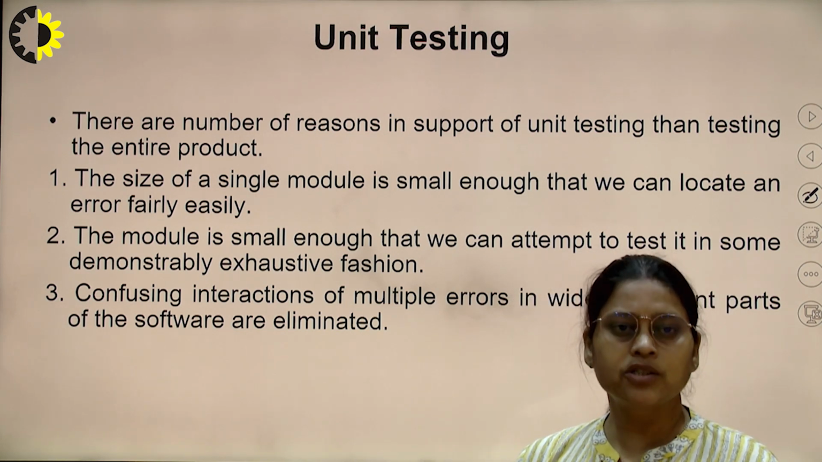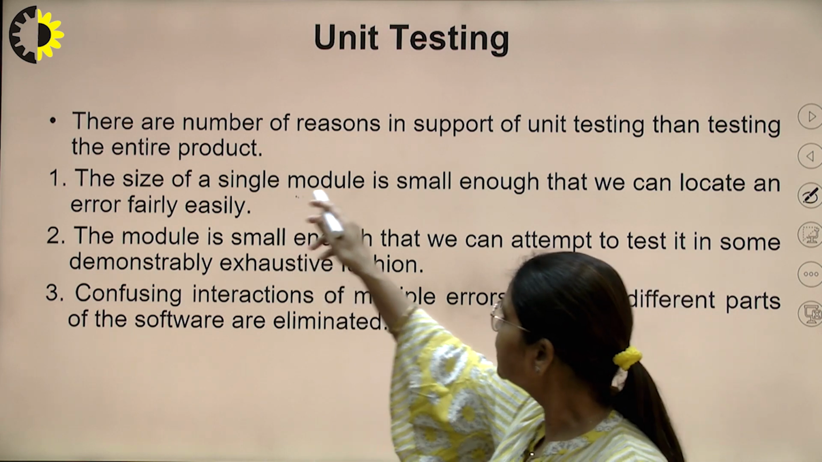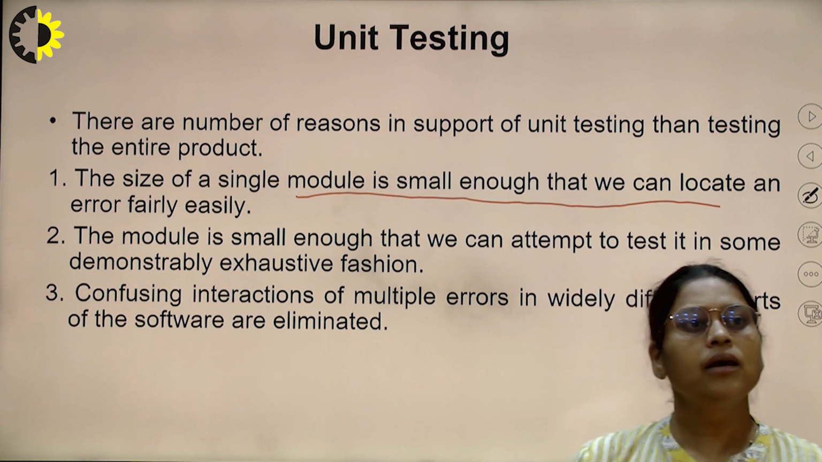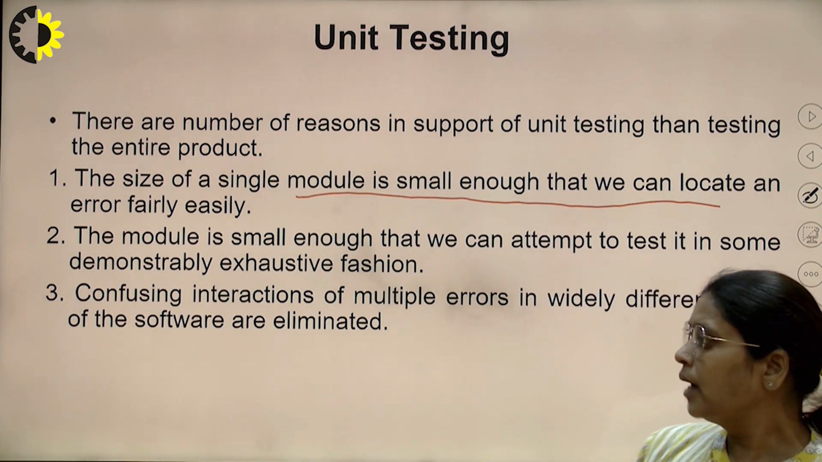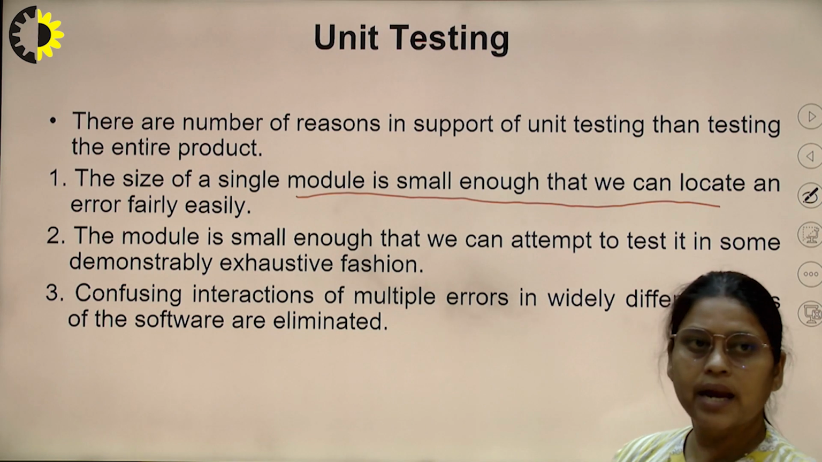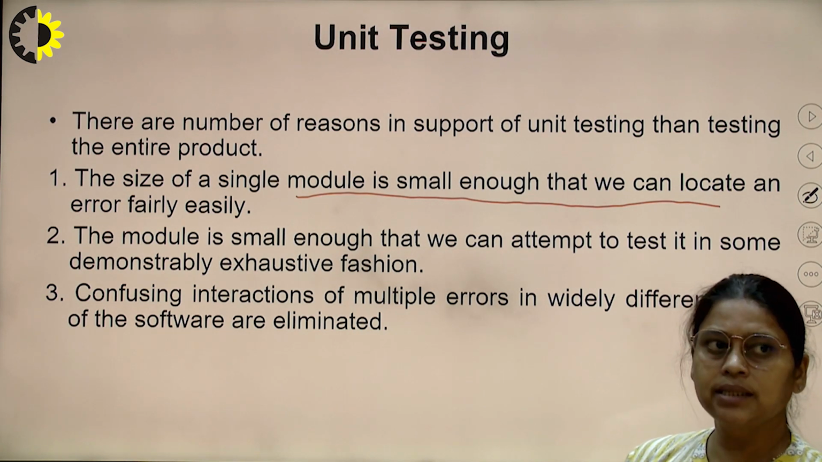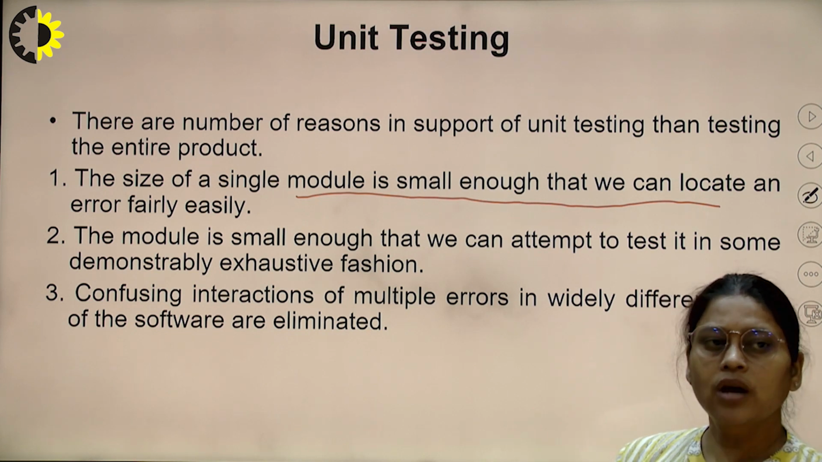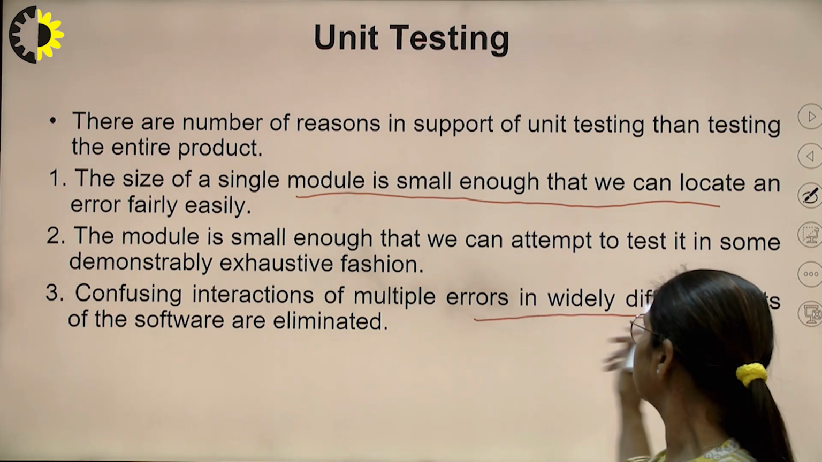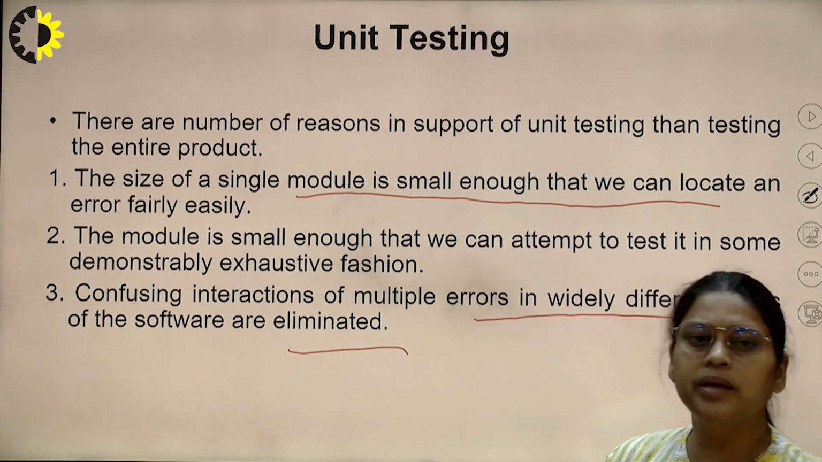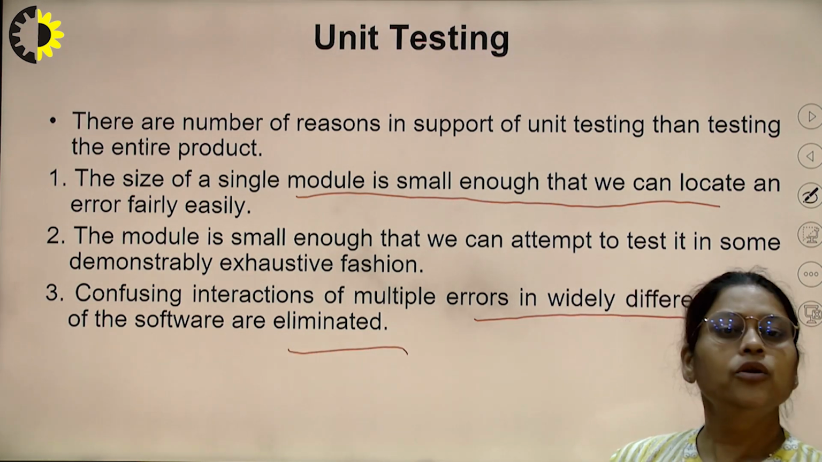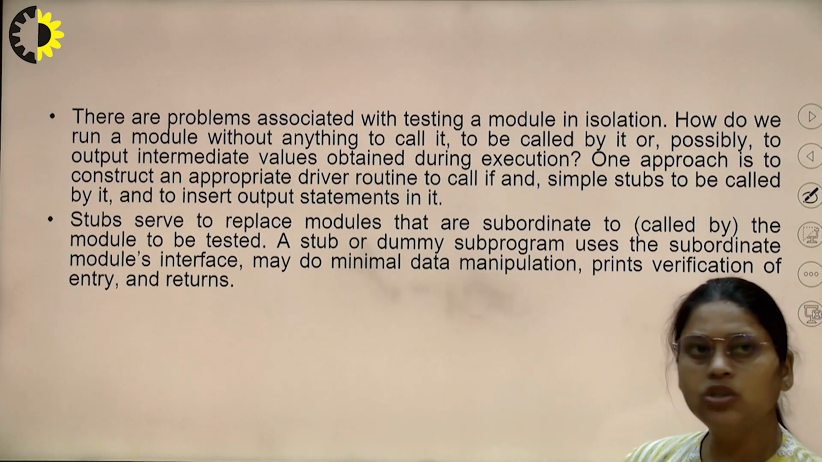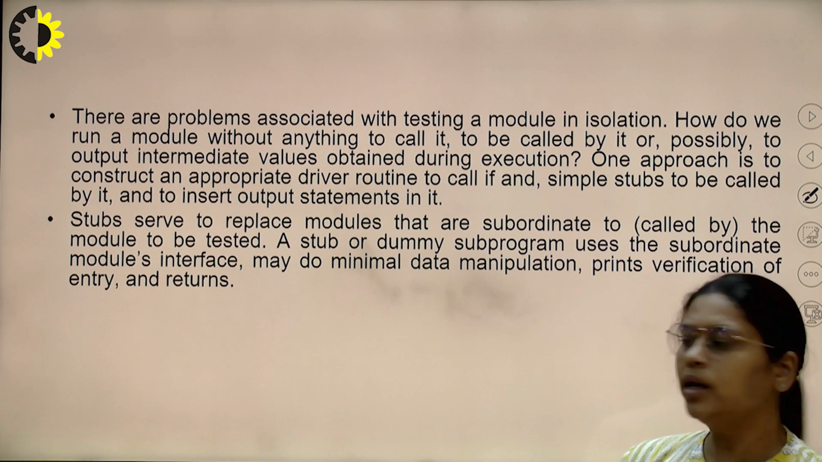And perform integration testing. The size of a single module is small enough that we can locate an error fairly easily, and the module is small enough that we can attempt to test it in some demonstrably exhaustive fashion. Confusing interaction among multiple errors in different parts of the software is eliminated during unit testing. There are a number of problems associated with testing a module in isolation.